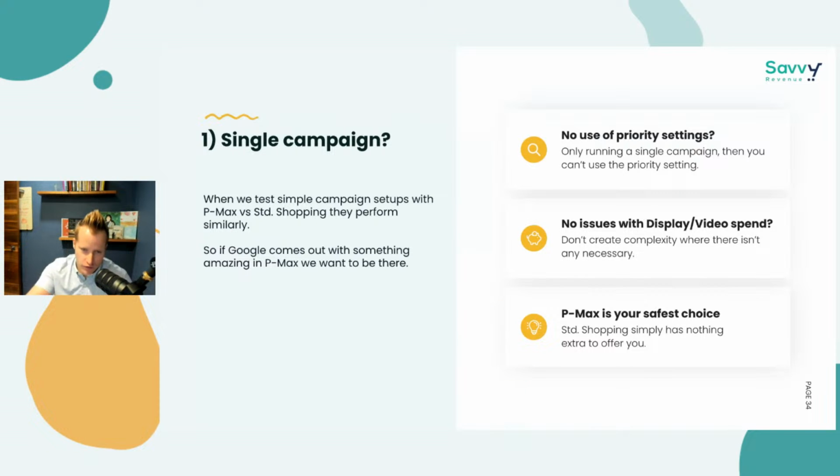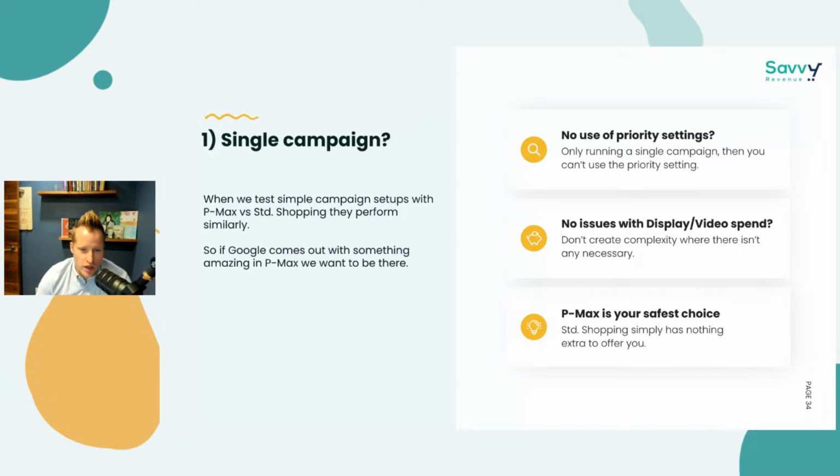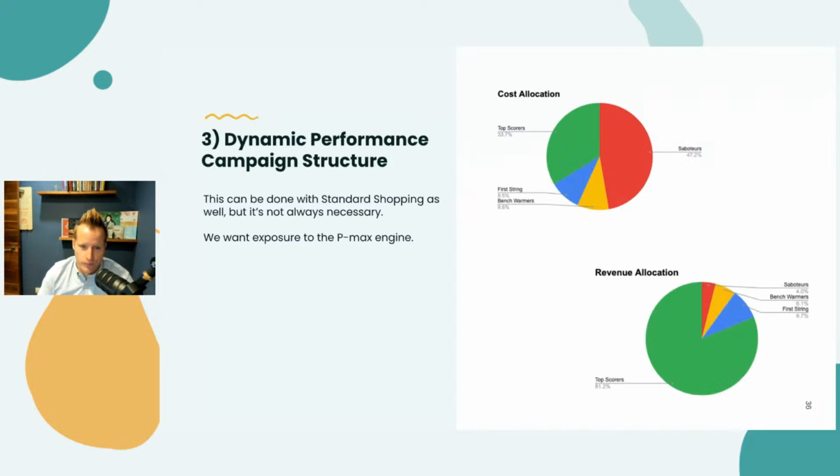If you have no use of priority settings and no issues with display video, then I'd say just go with PMax. It is a better choice because you have no advantages of moving to standard shopping. Same thing if you're a simple D2C brand. Again, you're most likely using a single campaign or splitting it up into an accessory product and a hero product. There's no need to overcomplicate things, and there's no need to use standard shopping if you're not using any of the features in standard shopping.